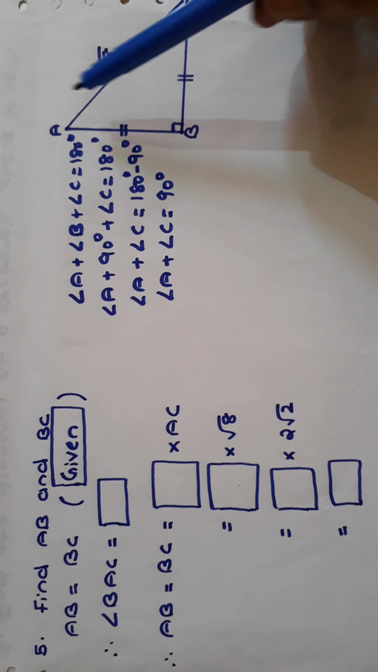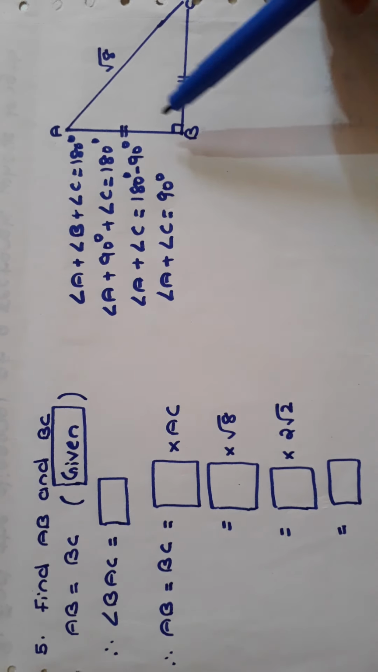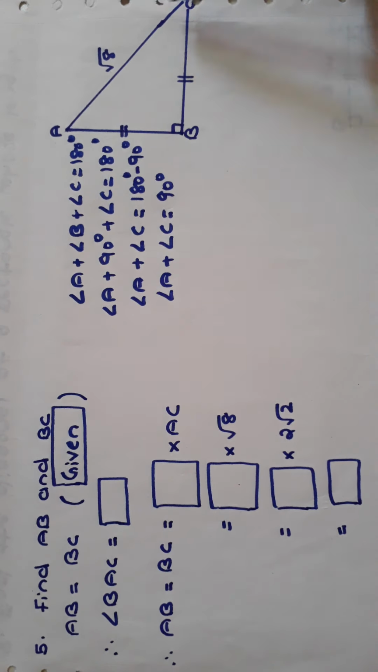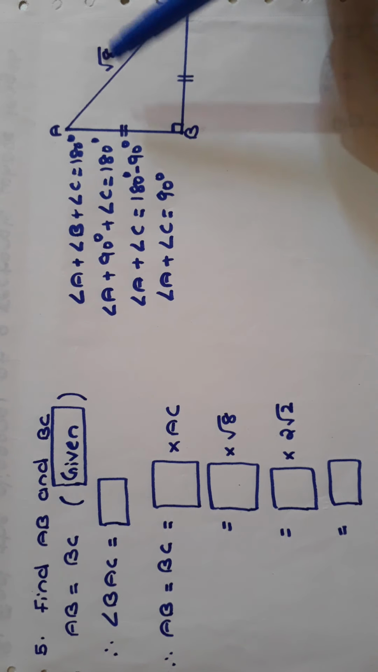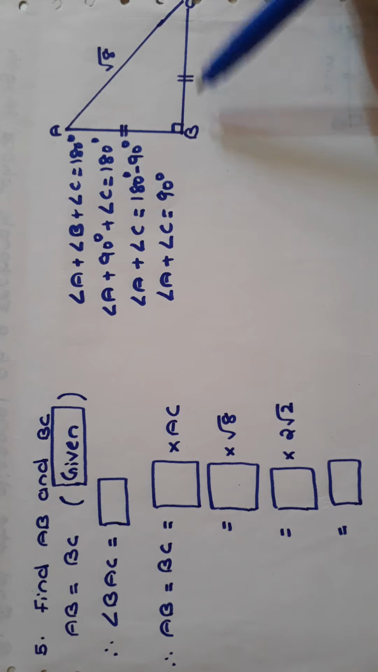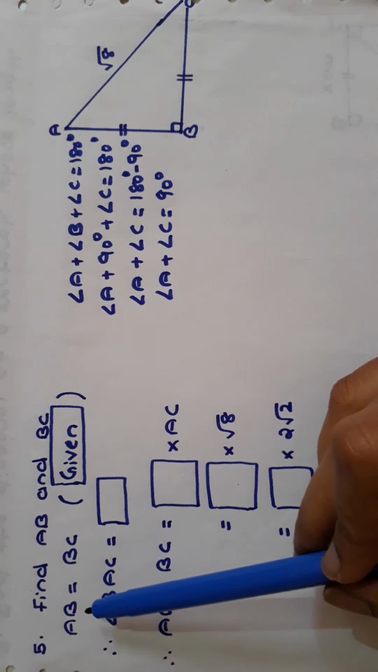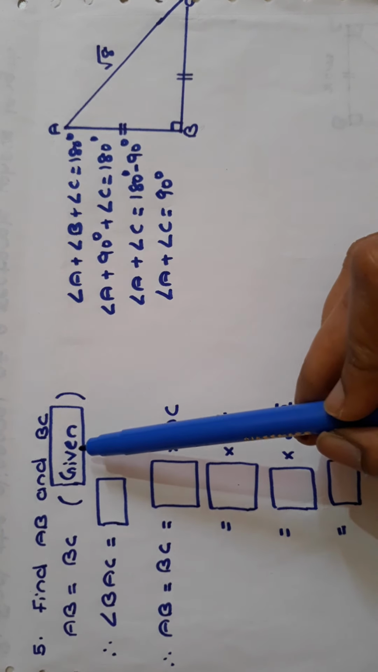Question number 5. In triangle ABC, AB is equal to BC, AC is equal to root of 8. Now with this information, find AB and BC. AB is equal to BC given.